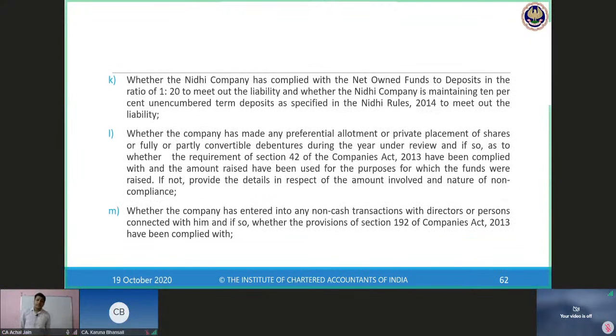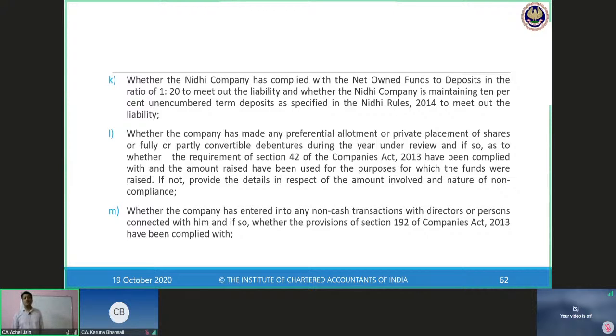Next, whether the Nidhi company has complied with the net owned funds ratio in the context of deposits. Why? Because to maintain its liquidity, to maintain its position wherein it will be able to meet its liabilities, it needs to have a certain proportion so that the company has covered its risk at a certain level. And this also comes from the requirements of the law. So the regulatory authorities have also taken due care in assessing these limits. At least those levels should have been maintained by the company.